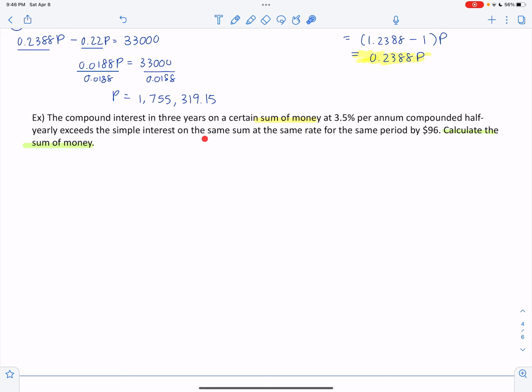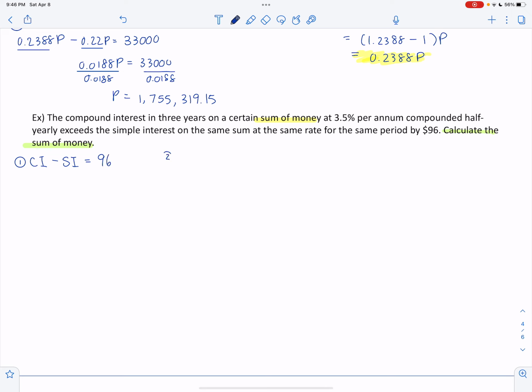So they are using the same sum, meaning same principal, the same rate for the same period. The compound is greater than simple by $96. That's what it means. Compounded exceeds simple by $96. So you need to extract from these sentences. Again, same start. Number 1, my compound exceeds my simple by $96, right?